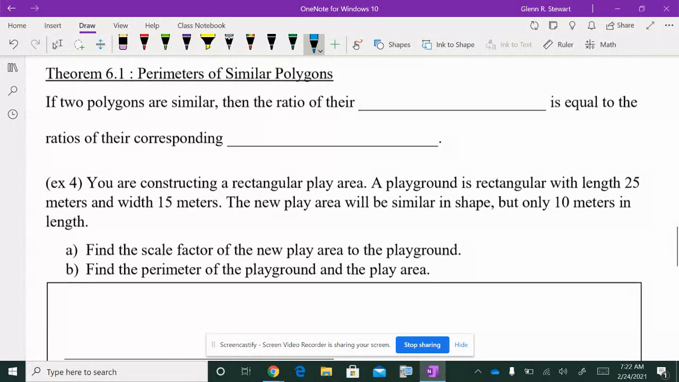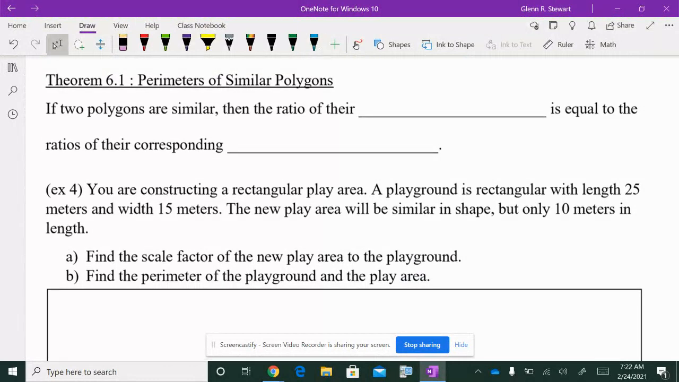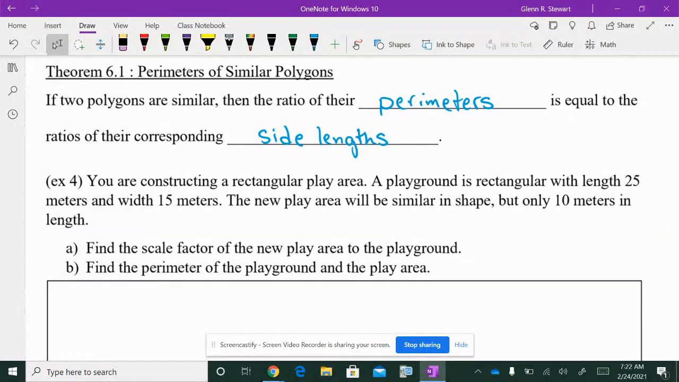So now we're getting into one of the theorems. It's called perimeter of similar polygons. If two polygons are similar, then the ratio of their perimeters is equal to the ratio of their corresponding side lengths. So for example, if I find out that the side length ratio, like in that other example, was 3 to 2, then the perimeters would also be 3 to 2.